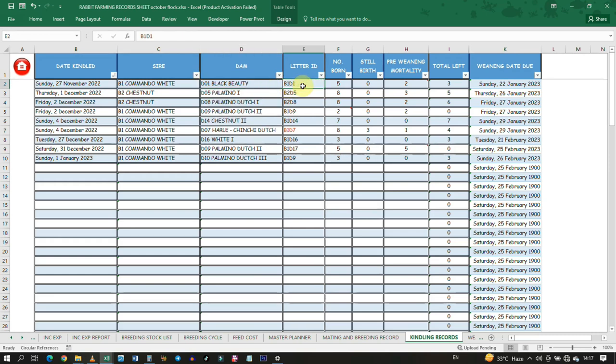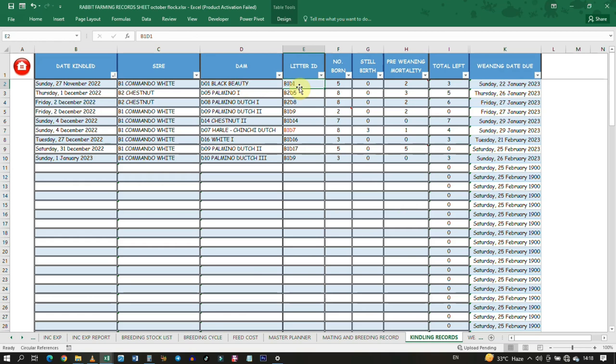And a litter ID, usually I like to give a litter ID for some reasons. You can use any code. I could have made something like this, I would have entered Commando Black, Black the first, which means a combination of Commando and Black Beauty. But also we have the breeding stock code. So the B1 represents the buck one, and the D1 represents the doe one. So simply you have B1 D1.